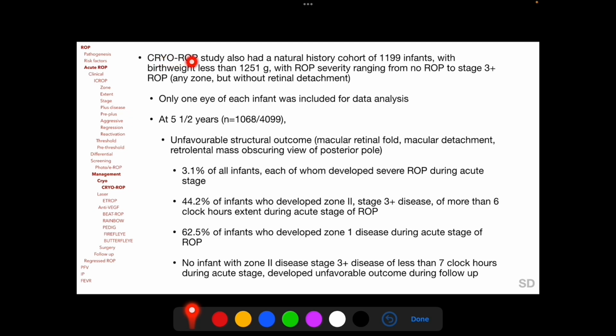The CRYO-ROP study also had a natural history cohort of premature infants with similar birth weight criteria and with ROP severity ranging from no ROP to stage 3 plus ROP, that is, without any retinal detachment. And at 5.5 years, unfavorable structural outcome occurred in 44.2% of infants who developed zone 2 stage 3 plus disease of more than 6 clock hours extent during acute stage of ROP, and in 62.5% of infants who developed zone 1 disease during acute stage of ROP. And from these observations, the criteria for threshold ROP was developed.